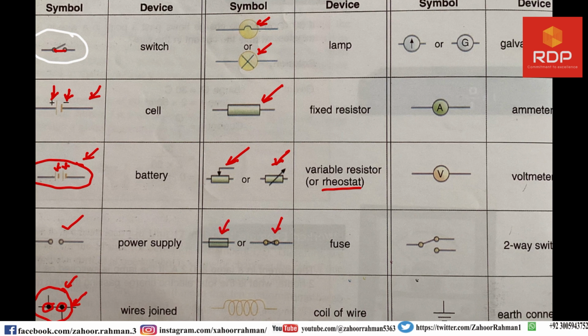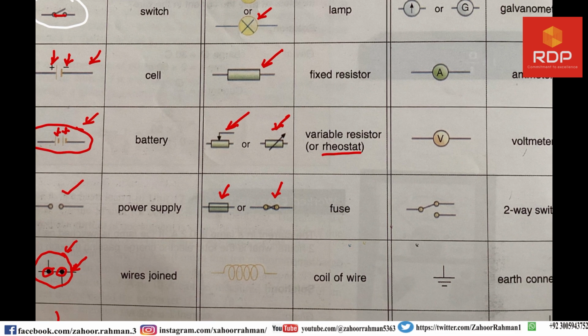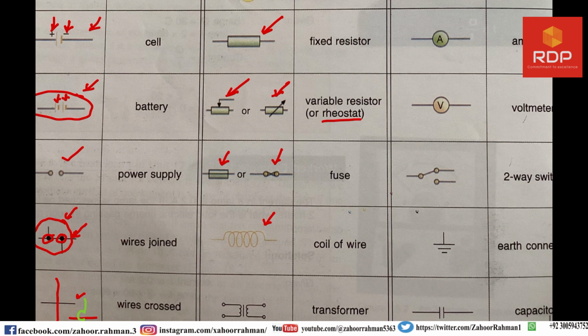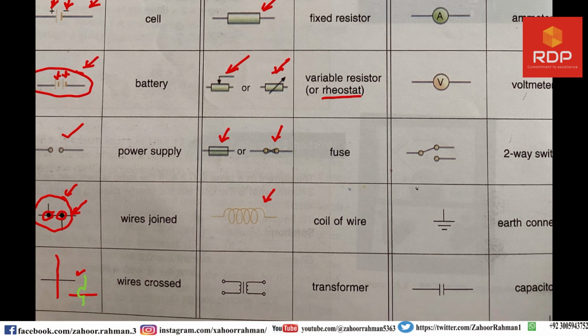Now, fuse is a very commonly used word inside electric symbols. So these two symbols are used for fuses. Now, coil of wire is also of great importance in the construction of electric circuits. So this is used for coils. We will use all these symbols somewhere in this course, so be ready and understand them.